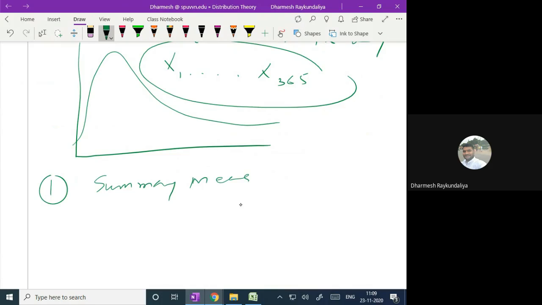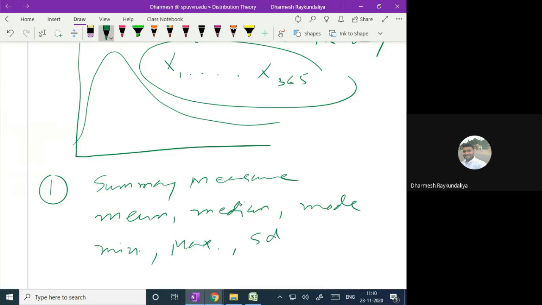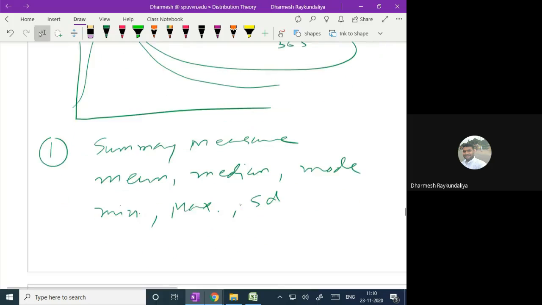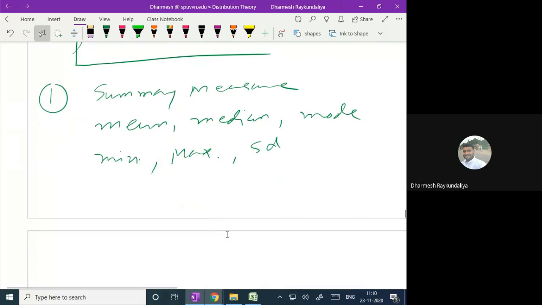What are the summary measures we will usually calculate? We will calculate the mean, median, mode, what is the minimum transaction, what is the maximum transaction, and what is the standard deviation associated with that. That means how much variance is available.